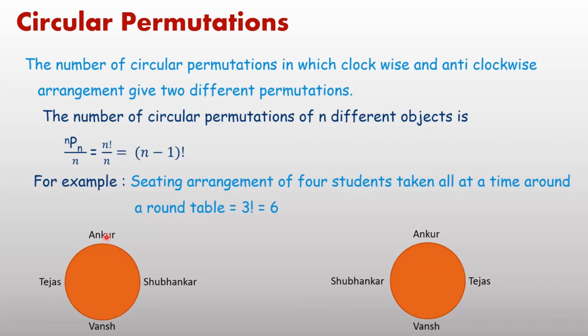For example, here there are 4 students, Ankur, Tejas, Bans and Subhankar, and here again 4 students, but you can observe the difference in both. It is an anti-clockwise sitting arrangement, after Ankur, Tejas, Bans and Subhankar, and here it is a clockwise arrangement, after Ankur, Tejas on the right side, Bans and Subhankar. So clockwise and anti-clockwise are two different arrangements, and in this case you can apply the formula: number of circular permutations equal to nPn upon n, which is equal to factorial n upon n or factorial n minus 1.